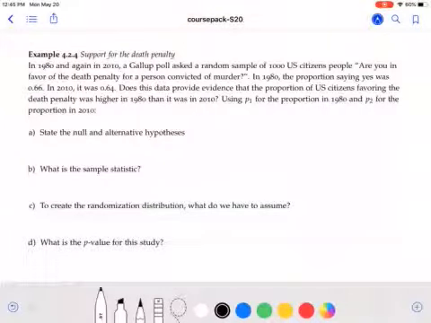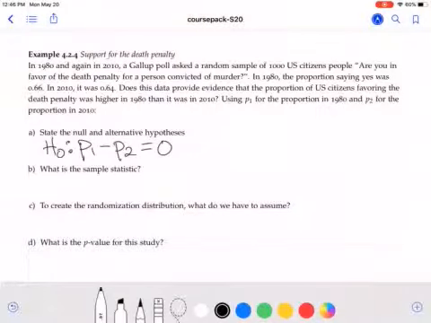P1 will represent the 1980 proportion and P2 the 2010 proportion. We're supposed to first state the null and alternative hypotheses. So we have two groups of data, so we're comparing P1 and P2. This is categorical data, which is why we're dealing with proportions, because what we're looking at is just a yes or no question. Do you favor or not favor the death penalty?